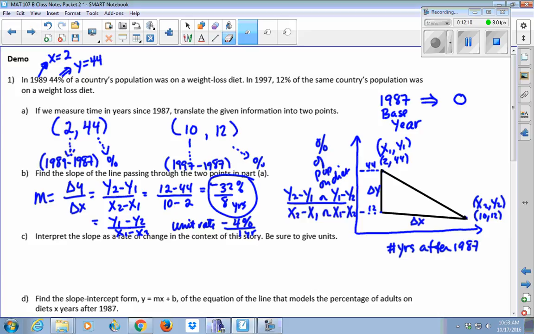Okay. So does someone other than Ian want to give us a shot at interpreting the slope as a rate of change in this particular context? You had a lot of practice with Project 1, so hopefully you feel okay about it.